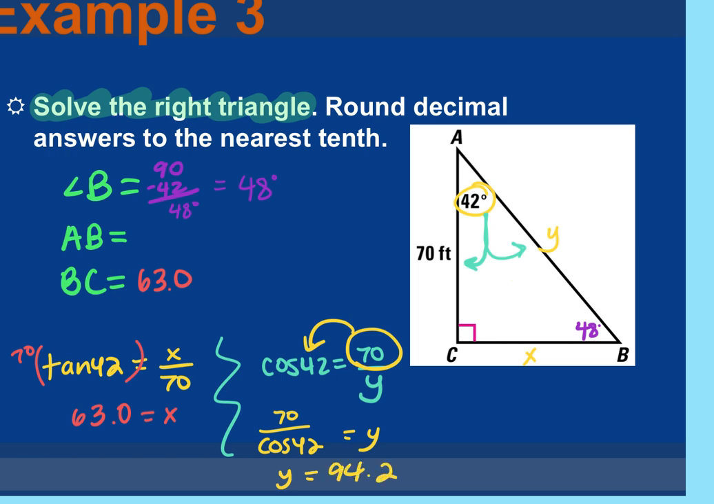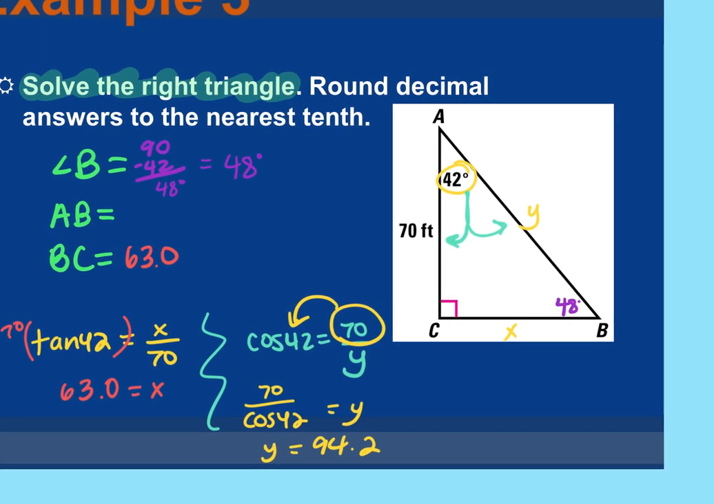And then again, if I had extra time, I could use it to check. My 70 squared plus the 63 squared should equal, probably not exact because we rounded, but pretty close to that 94.2 squared. Questions on that one? That's AB.